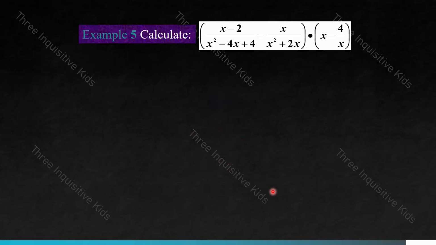Example 5. Calculate this expression. Here's the solution. The original expression would equal 1 over x minus 2 minus 1 over x plus 2 times x plus 2 times x minus 2 over x.